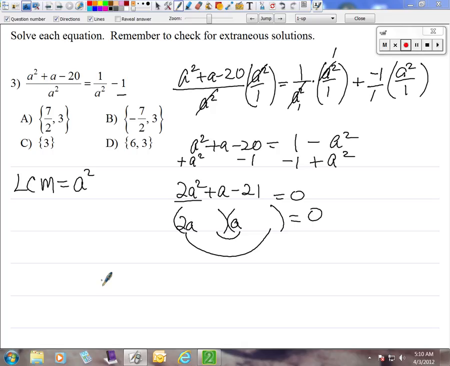But 21 has two sets of factors. 1 times 21, 3 times 7. I always try the 7 and 3, or the most common factors first. But that's not always the case. Sometimes you must use 1 and 21. So let's try this. Let's try 3 and 7. Actually, I can see how it works.